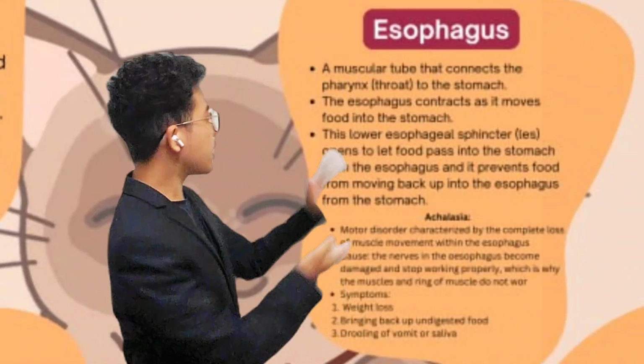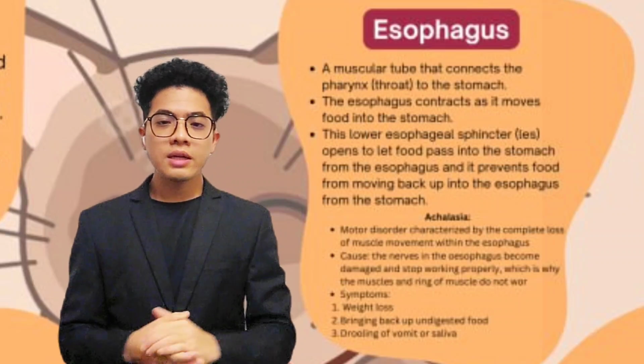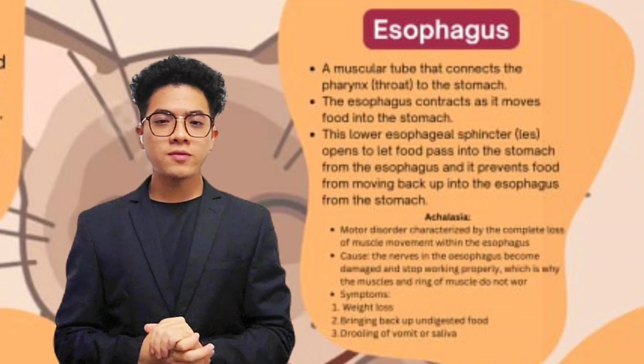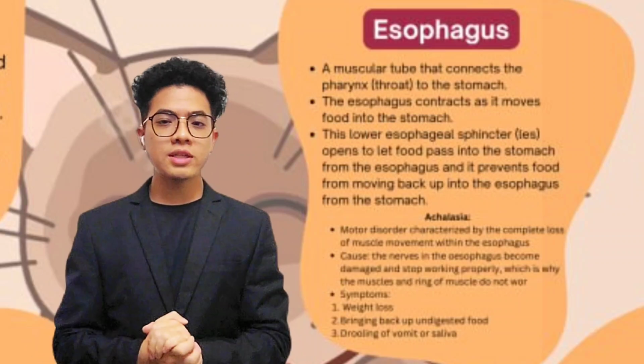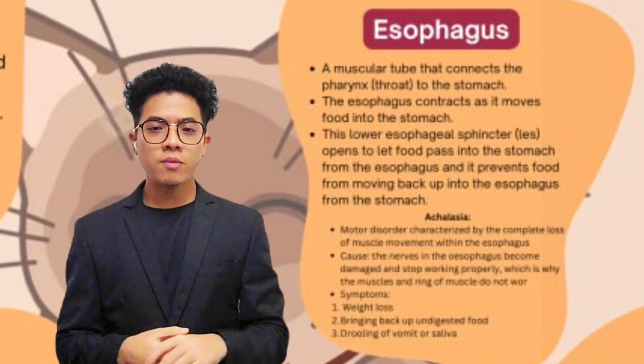Secondly, let's talk about the esophagus. The esophagus is a muscular tube that connects the pharynx to the stomach. The esophagus contracts as it moves food into the stomach. The lower esophageal sphincter opens to let food pass into the stomach from the esophagus, and it prevents food from moving back up into the esophagus from the stomach.